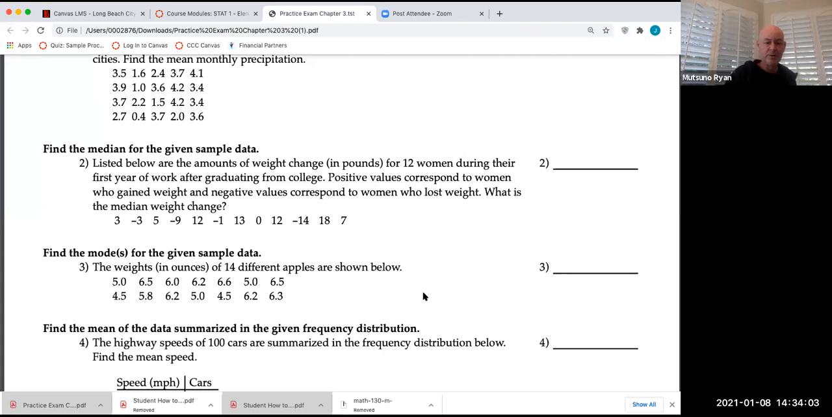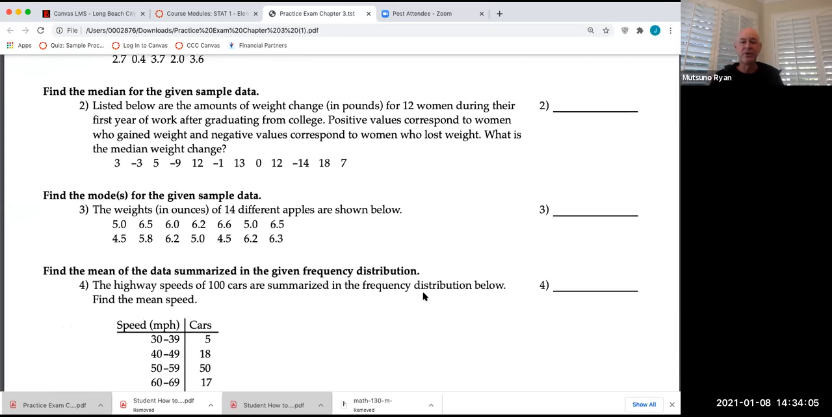Number 3 is the mode. The mode is the most frequently listed number. In this case, I see 5.0 three times. I also see 6.2 three times. None of the other ones are that frequent. So in this case, this is what we call bimodal. There are 2 of them.